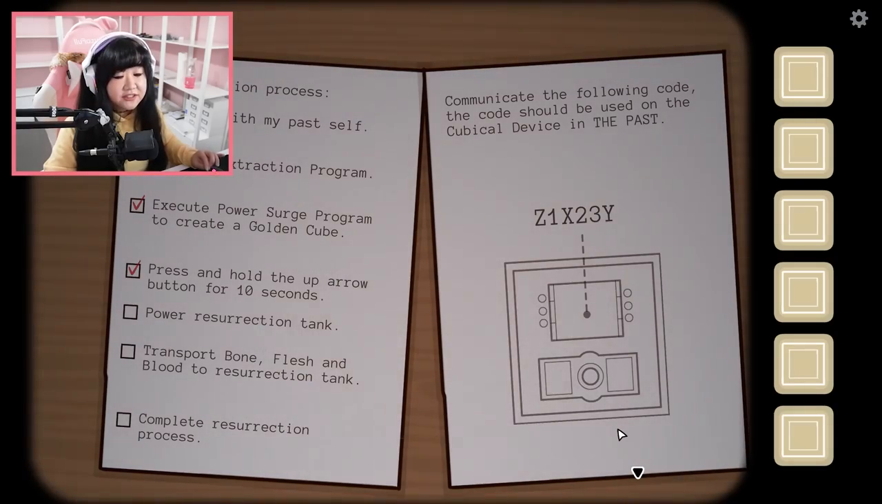Okay, so I didn't realize there was an envelope that I needed to click. So I clicked it and you need to pay attention, okay? Resurrection process. Connect with my past self, check. Execute extraction program, check. Execute power surge program to create a golden cube, check. Press and hold the up arrow button for 10 seconds, check. So these are the things we have done. But now I need to power resurrection tank, transport bone, flesh, and blood to resurrection tank, ew. Complete resurrection process. Communicate the following code. The code should be used on the cubicle device in the past.